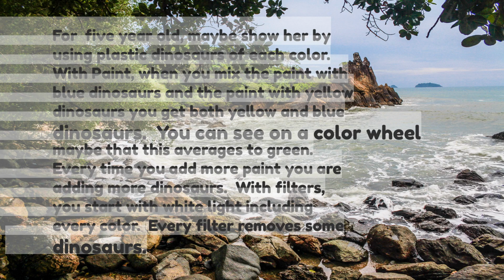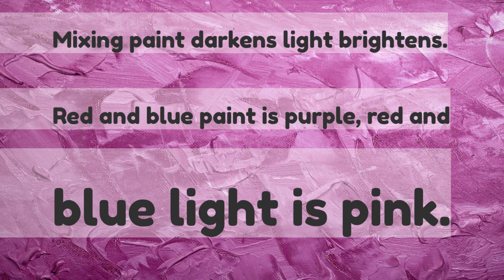For a 5-year-old, maybe show her by using plastic dinosaurs of each color. With paint, when you mix the paint with blue dinosaurs and the paint with yellow dinosaurs, you get both yellow and blue dinosaurs. You can see on a color wheel maybe that this averages to green. Every time you add more paint you are adding more dinosaurs. With filters, you start with white light including every color. Every filter removes some dinosaurs. Mixing paint darkens, light brightens. Red and blue paint is purple, red and blue light is pink.